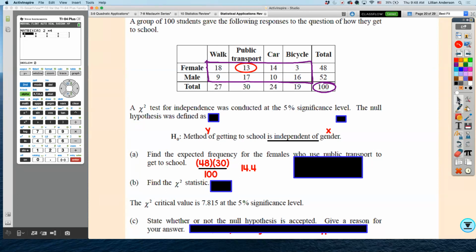Is everybody still with me? Let me know if I've lost you at any point. So I start typing in my values: 18, 13, 14, 3. Click enter after each one.